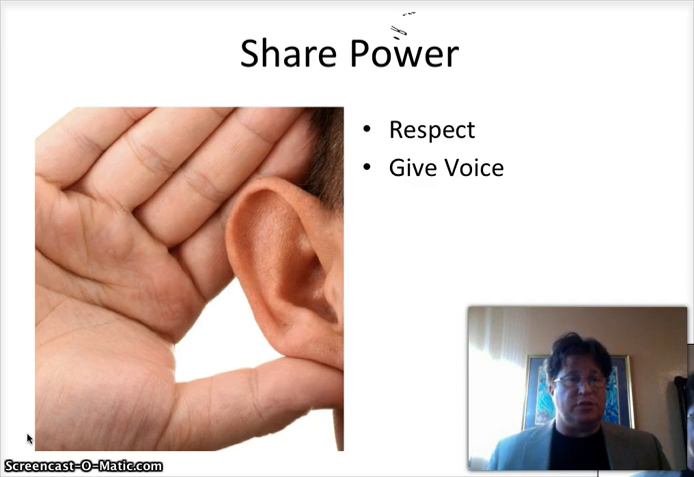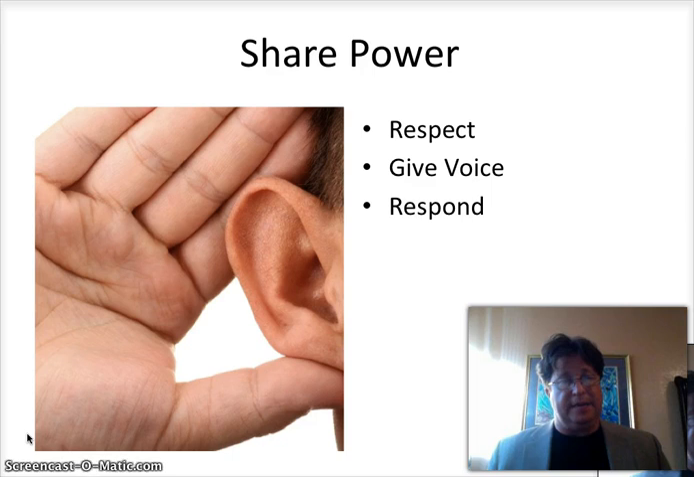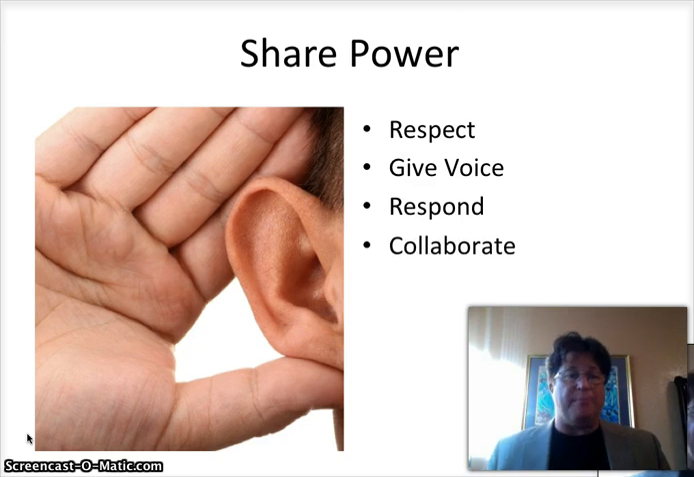The third way is to respond, which is where you understand and adjust to the needs of your students, the interests of your students, and the abilities of your students. The fourth way of sharing power is to collaborate. This is where you work with students to accomplish goals and solve problems.